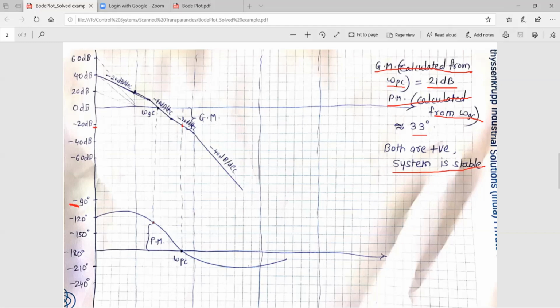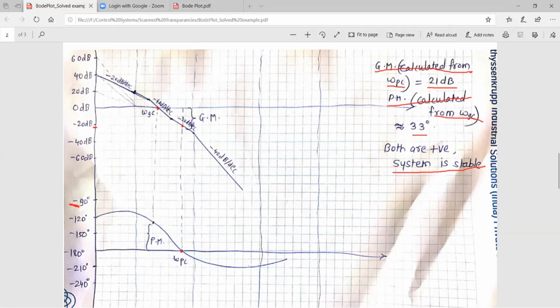Let me just revise again what we did. We have this magnitude plot, we have the phase plot. From the phase plot, you identify omega PC, that is the phase crossover frequency, the point at which the phase plot crosses minus 180 degrees. You identify omega GC in the gain plot when it crosses 0 dB. Then take the lines upwards, draw dotted lines till it intersects the gain plot.